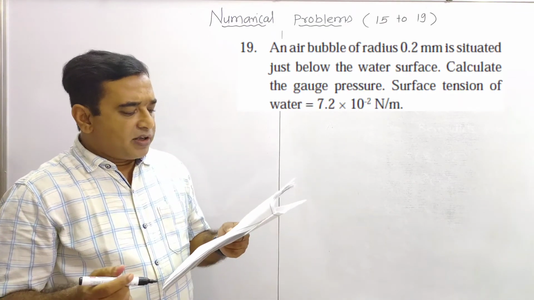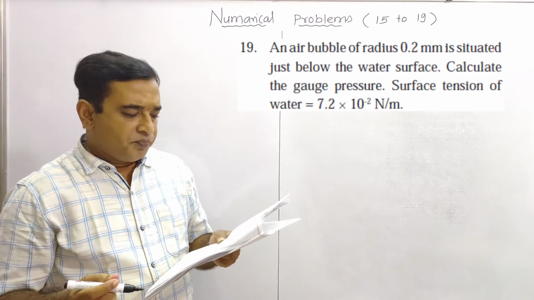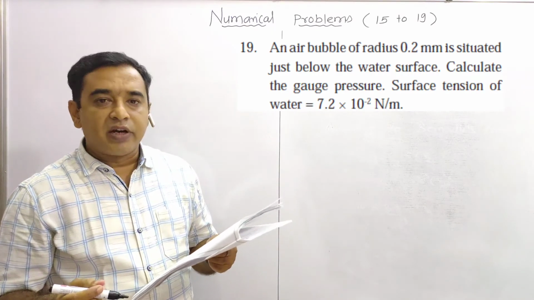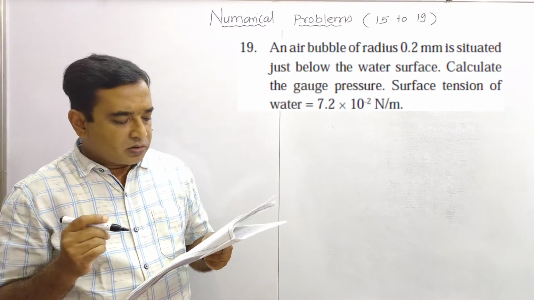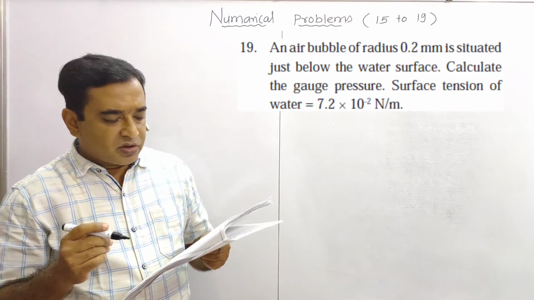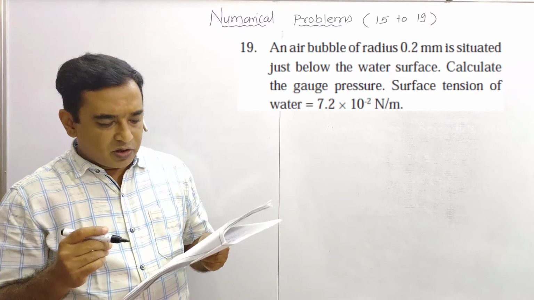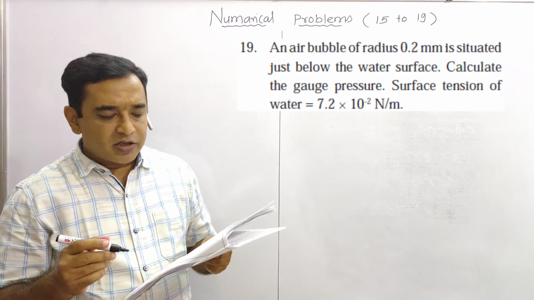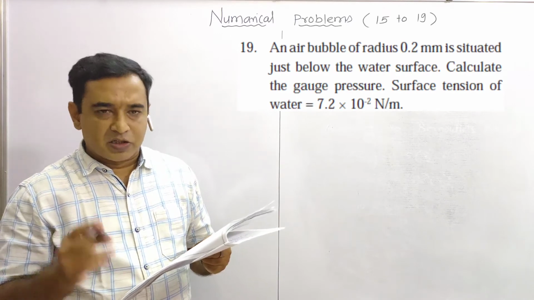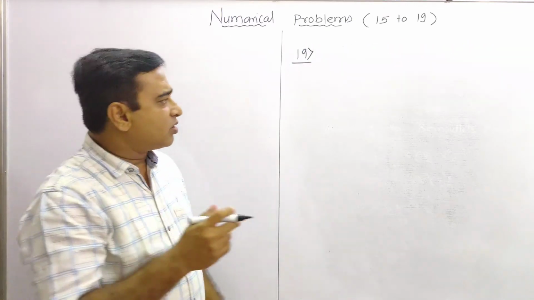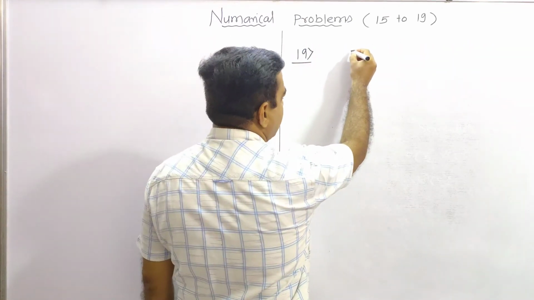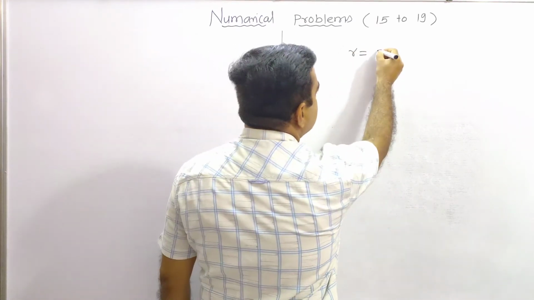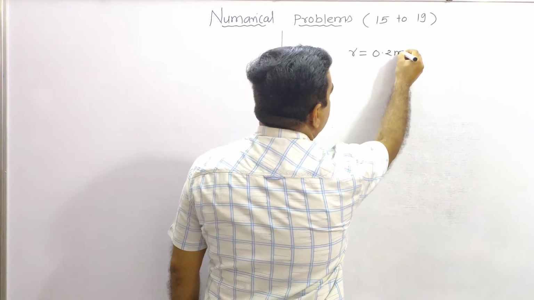An air bubble of radius 0.2 millimeter is situated just below the water surface. Calculate gauge pressure. The surface tension of water is equal to 7.2 into 10 raised to power minus 2 Newton per meter. So here I am going to write the factors which are given. The radius, how much is it? The radius is 0.2 millimeter.